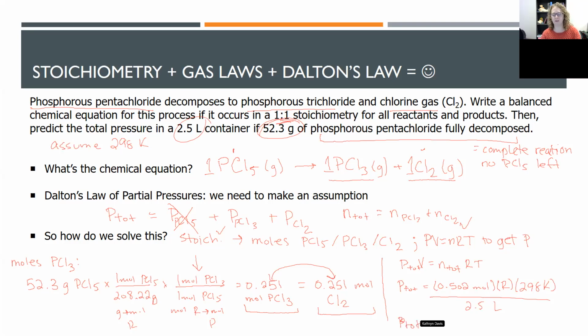So one ideal gas law problem got us where we needed to go. 0.502 times 0.08206 times 298 divided by 2.5. The total pressure in here is 4.91 atmospheres.